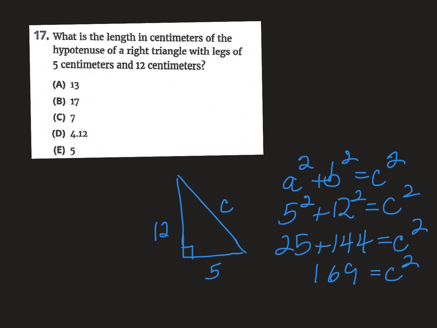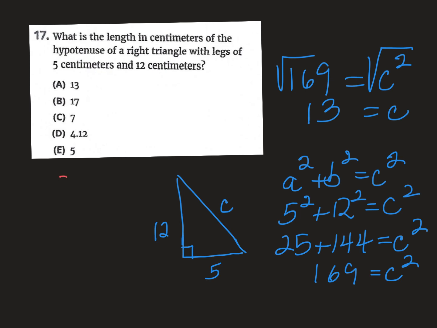And then we take the square root of 169, so C equals 13. And it is actually a Pythagorean triple. I think I talked to you about Pythagorean triples before. So 5, 12, 13 is a Pythagorean triple. So anytime you see legs of 5 and 12, you should know that the hypotenuse is going to be equal to 13. So A is 13.